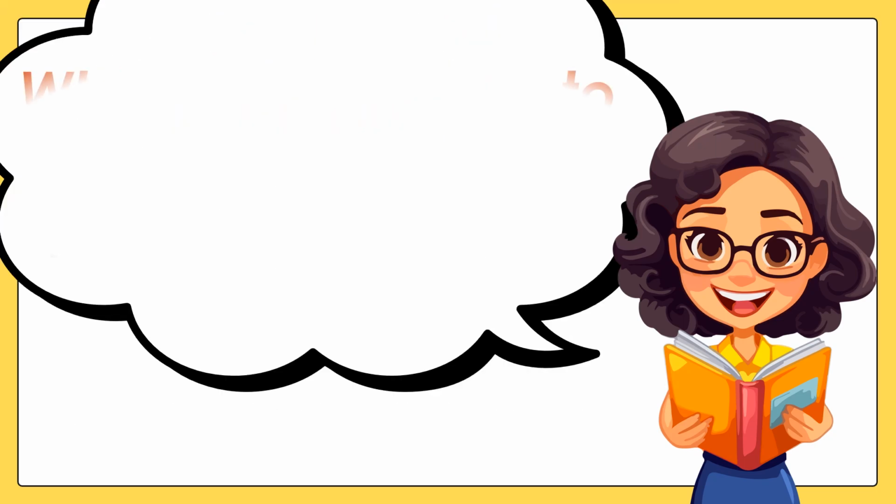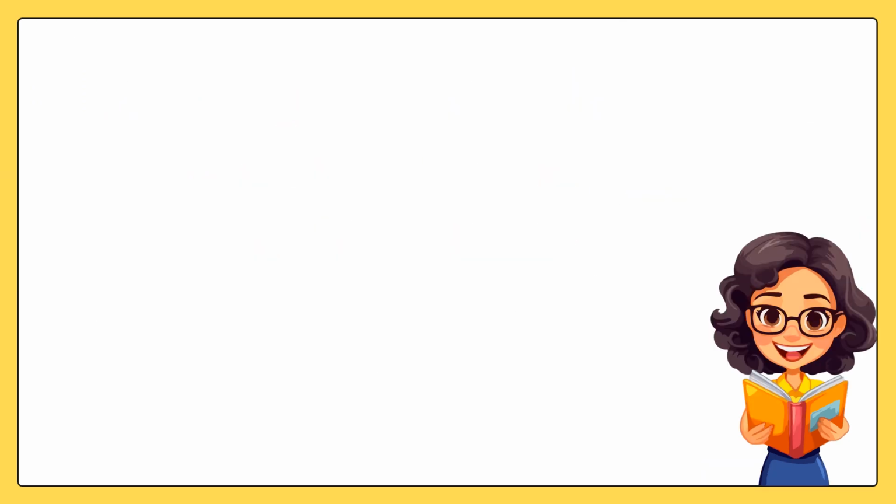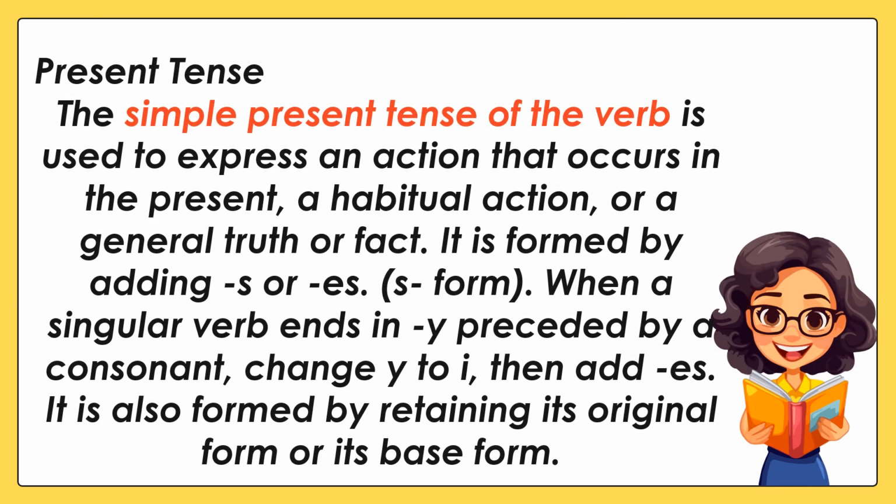Now, what do you have to remember about tenses of the verb? Present tense. The simple present tense of the verb is used to express an action that occurs in the present, a habitual action or a general truth or fact. It is formed by adding s or es, or the s form. When a singular verb ends in y preceded by a consonant, change y to i, then add es. It is also formed by retaining its original form or its base form.